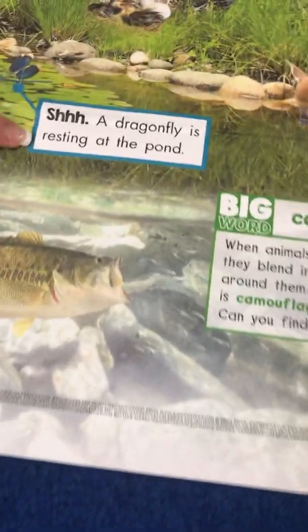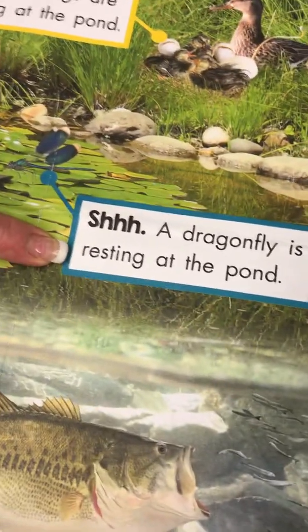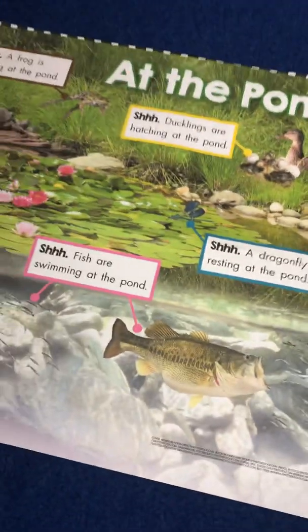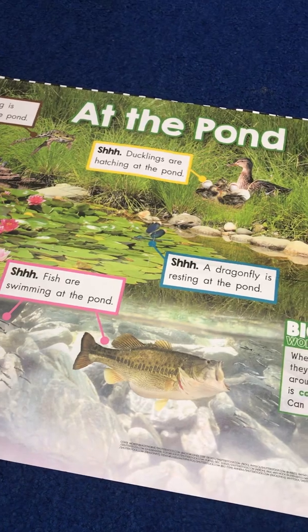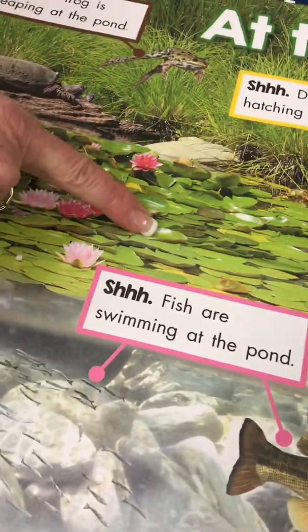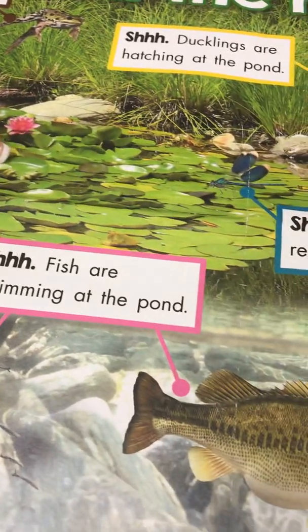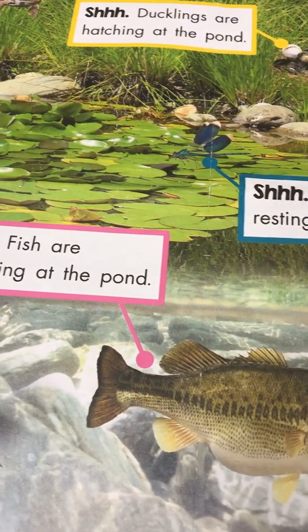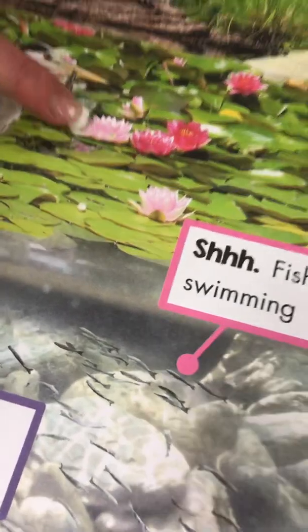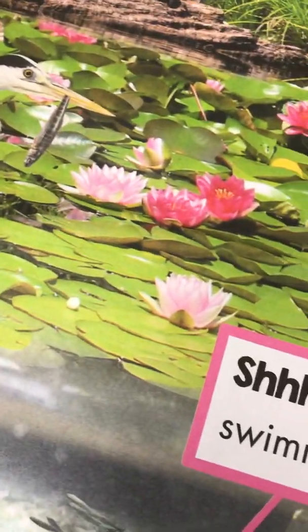This blue label says, shh, a dragonfly is resting at the pond. That's an insect with 6 legs and long body and long wings. Lily pads. Remember the duck took a bite in our song of the lily pad? And flowers, lily flowers grow at the pond.